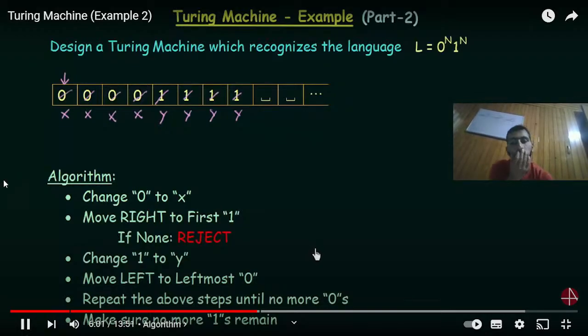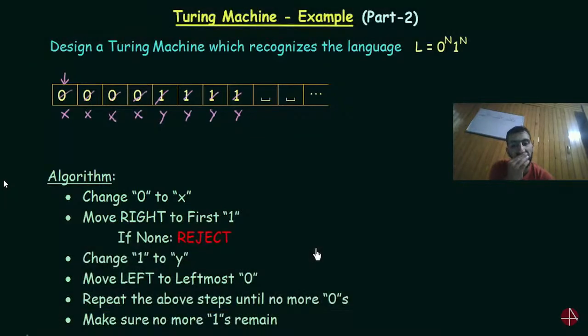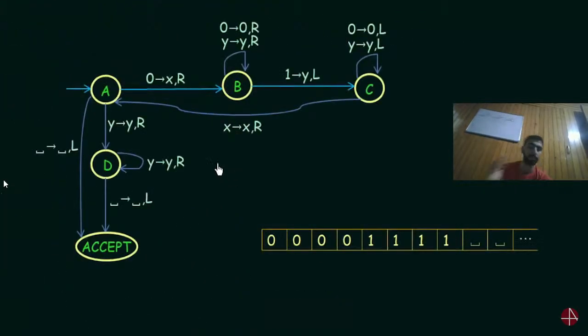Turing machine for this using the transition diagram of the Turing machine. So here I have the Turing machine which is going to perform exactly the same task that was written in our algorithm that we just saw before. Now let's see. Here we have the starting state which is A, and then we have states B, C and D, and we have the accept state.